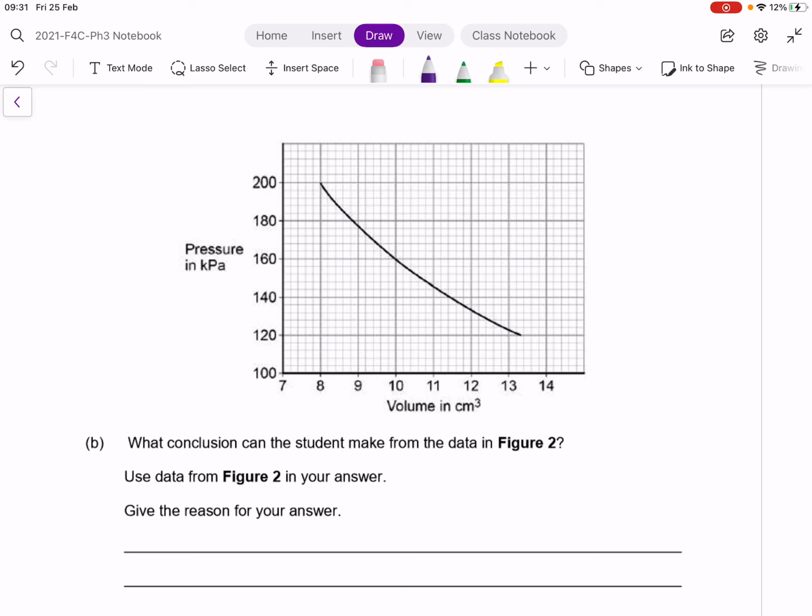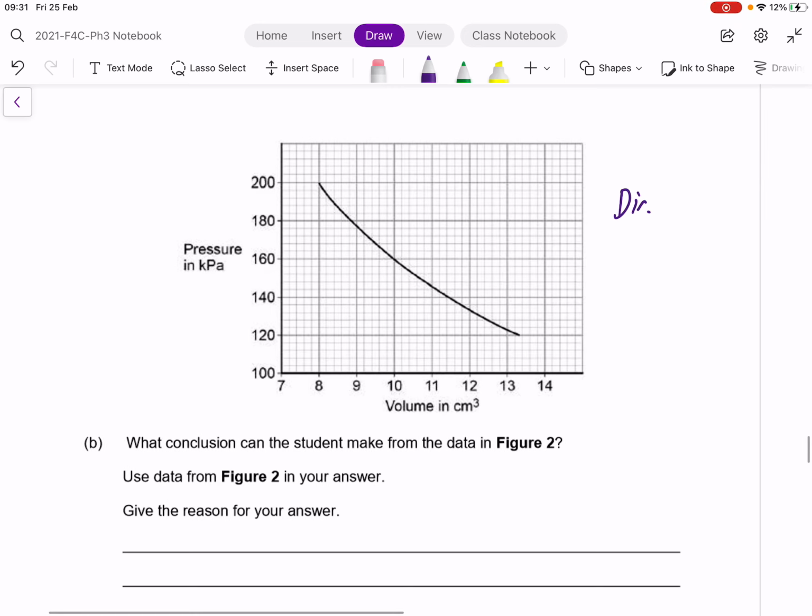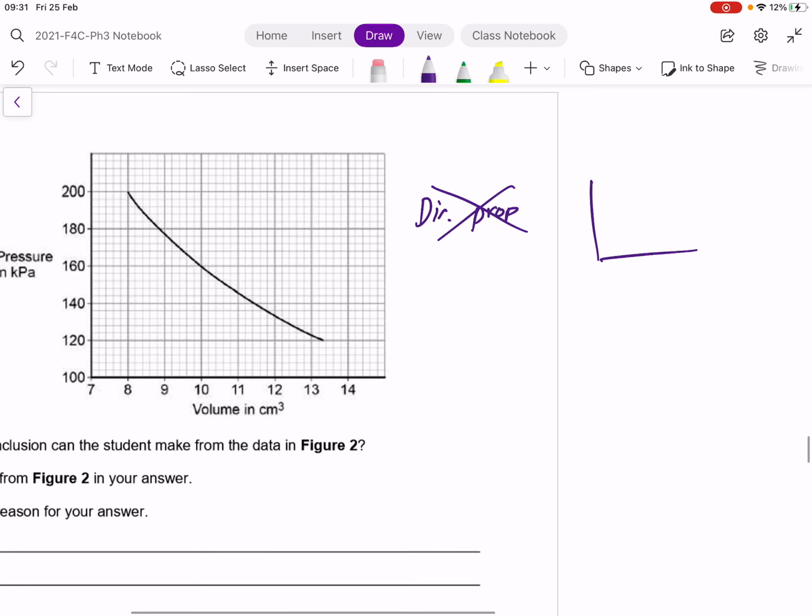We need to say, is it proportional? So first of all, is it directly proportional? Well, no, definitely not. Why? Directly proportional is a straight line through the origin. Do we have a straight line through the origin? No. So I'm guessing it's probably inversely proportional. What that means is if one thing doubles, the other thing halves.